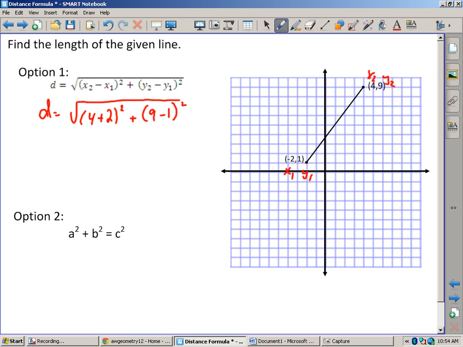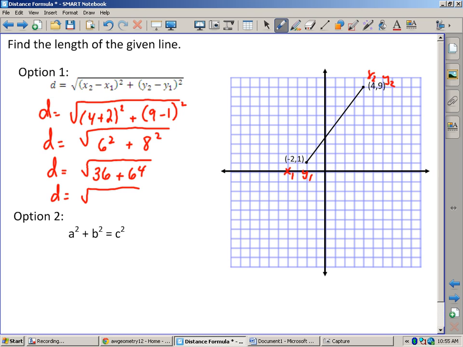Now at this point the hard part has been done. It's just a matter of simplifying. I'm just going to simplify what's underneath the square root. 4 plus 2 is 6, so I really have 6 squared. And 9 minus 1 is 8, so I'm squaring 8. I haven't done anything with the square root yet. 6 squared is 36. 8 squared is 64. If I combine 64 and 36, I get 100. And when I take the square root of 100, the length of the line is 10. And that's just using the distance formula.